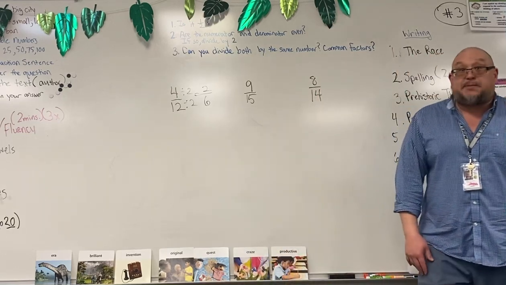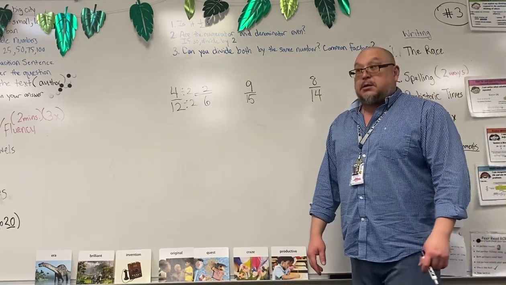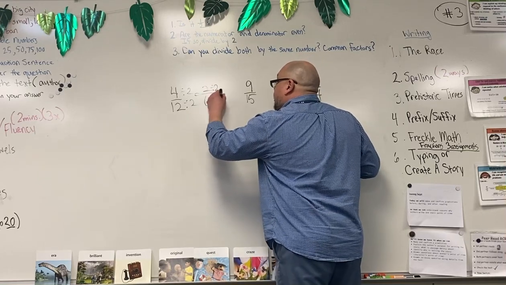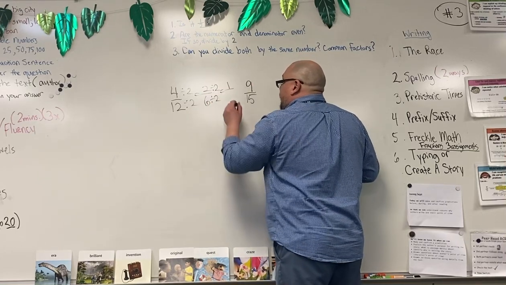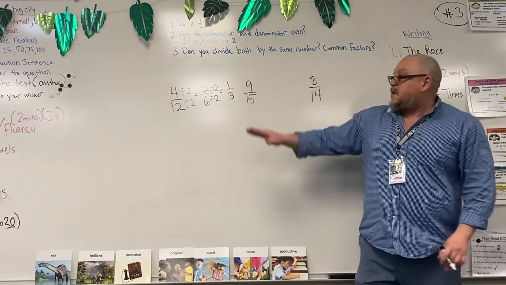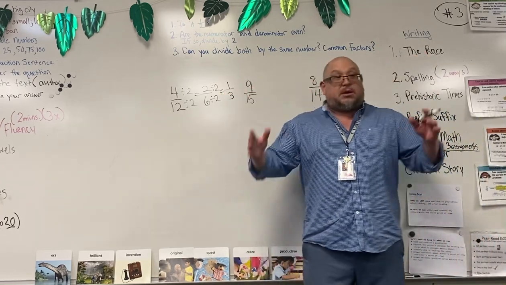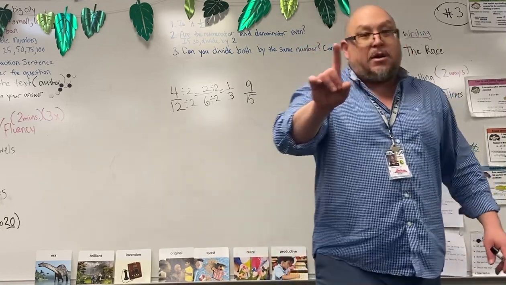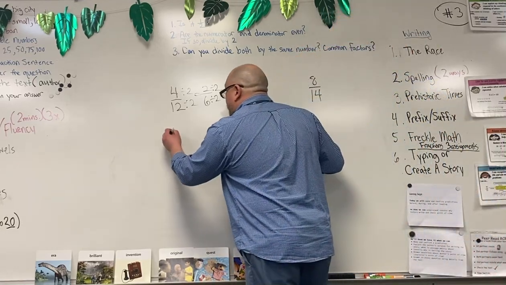But that is not the smallest it can be. It can go further. I can divide by 2 again, right? 2 divided by 2 is 1, and 6 divided by 2 is 3. Now I can't go any further without dividing by 1, which is going to equal the exact same thing. Now, that was a long way.